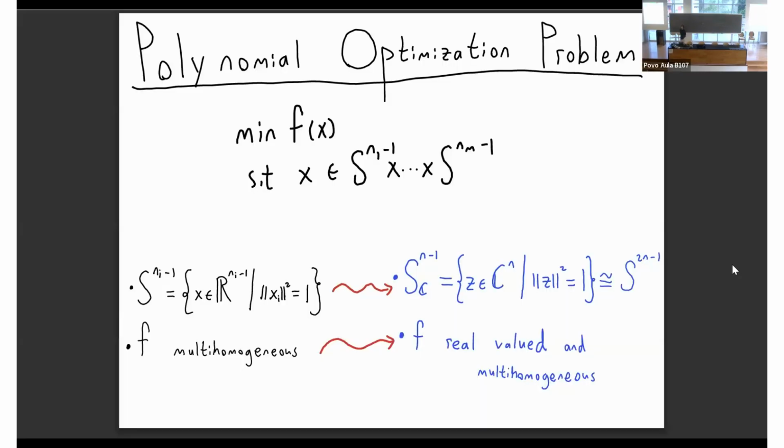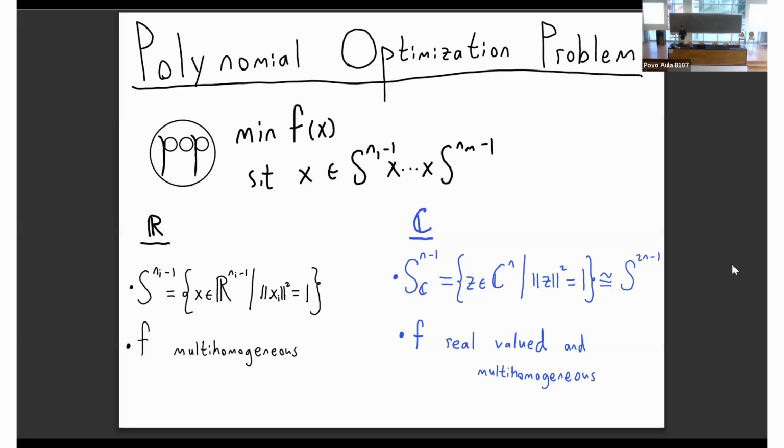And for f, if we want to talk about a minimum, then we want to say that f is real valued, and again we still say it's multi-homogeneous. Okay, so this is the problem that we're interested in, and we'll use this symbol so you can quickly recall it.